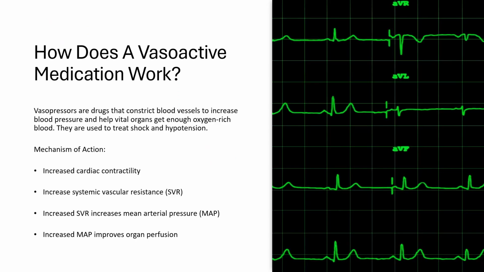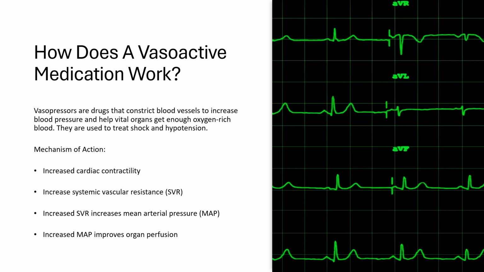All right, so let's briefly talk about how a vasopressor medication is going to work. So vasopressors typically are going to constrict blood vessels to increase blood pressure, help with cardiac output, and help vital organs get the oxygen that they need. Typically, they're used to treat shock and hypotension. They have a variety of mechanisms of action, and we're going to look at different vasopressor meds and look at how they work on different receptors. And they each primarily do the same thing. However, some of them have a little bit different mechanism of action.